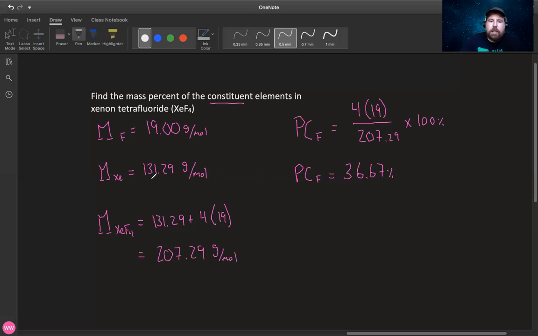Now, a couple things that I want to point out. You can do this again for xenon. You can just use the same formula where it's going to be 1 times 131.29 divided by 207.29, and that will get you the percent composition. But I want to remind everyone that percentages add up to 100. So the percent composition for xenon, if I just have two elements, will equal 100 minus 36.67, getting us, what would that be, 63.33%. So that's kind of a fun one because of the threes.